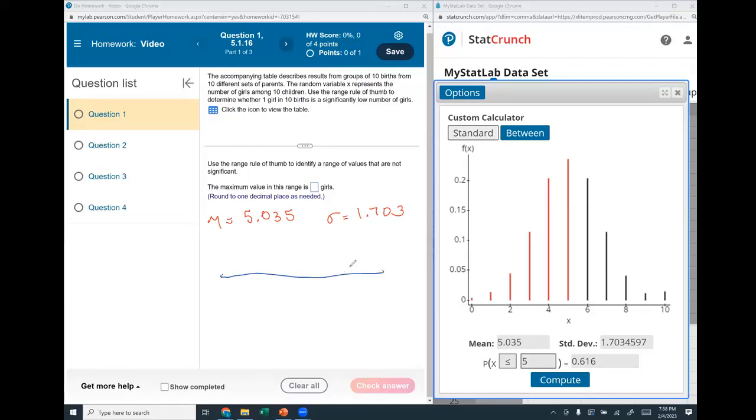Okay, now the range rule of thumb, if you remember, we had a line and right here is the mean, okay? And let's say this is one standard deviation. Oh, let me write it better. Sorry.